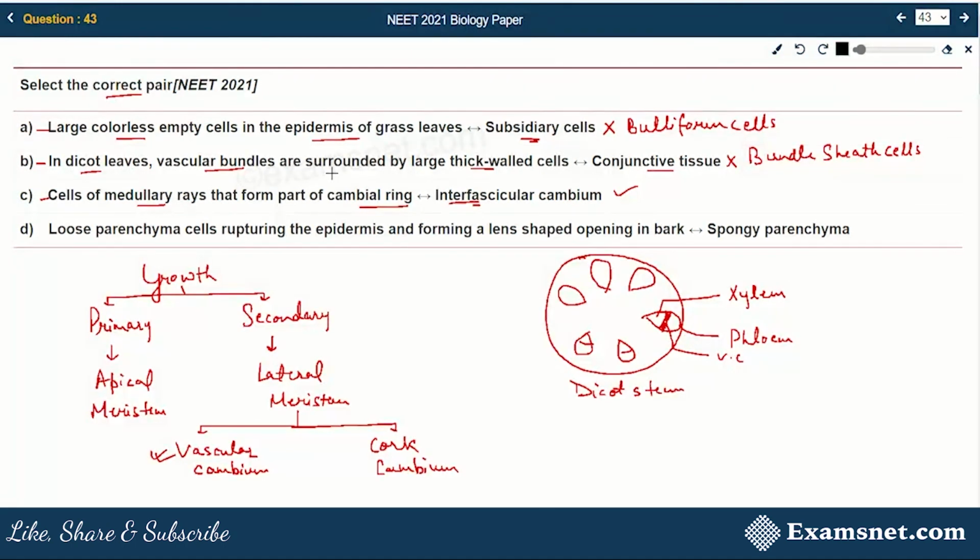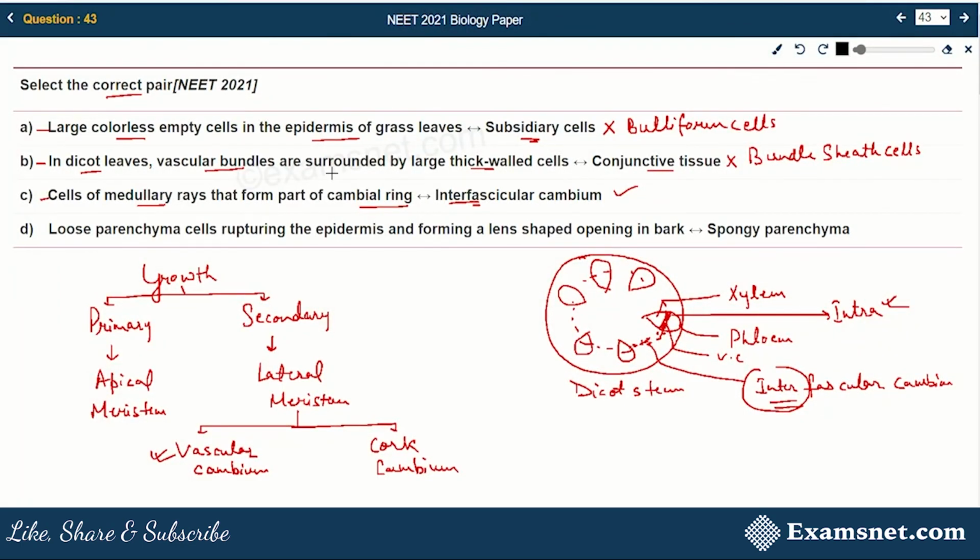But later on, these cells of medullary rays join together and form a ring. So this is known as interfascicular cambium, whereas the earlier cambium was known as intrafascicular cambium. Why? Because it was present inside the fascicles, whereas interfascicular cambium is now present in between two fascicles. Therefore these are known as interfascicular cambium. So option C is a correct option.